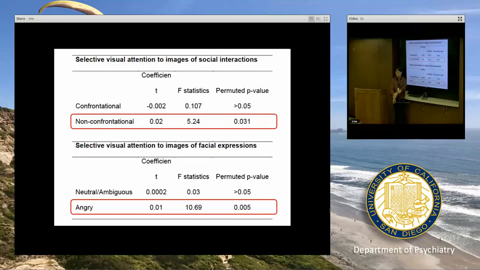And for the facial expression part, if the facial expression is neutral or ambiguous in terms of the facial coding, we didn't see a very big difference in terms of the fixation time, the visual attention. But if we use angry faces, where the emotional coding is easier, then we observe that the higher aggression risk individual will tend to not look at the eye region, but try to shy away from the eye region.